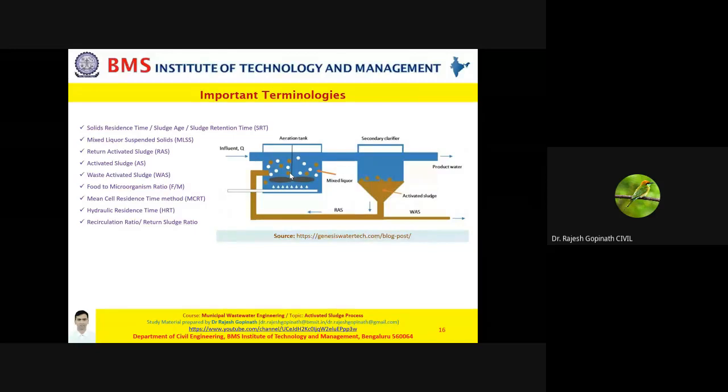When it comes to the design aspects, in the next class when we talk about the design of ASP, these are the parameters that we are going to address. Now let's look at this food to microorganism ratio, that is the F/M ratio.